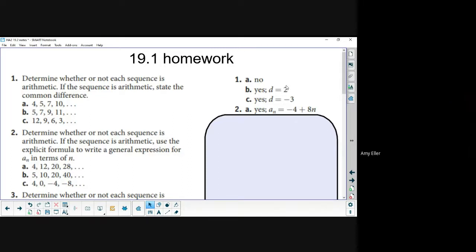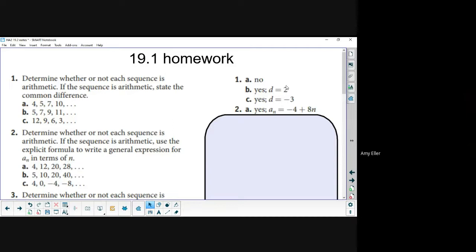If you have some distributing, like your d times the n minus 1, go ahead and distribute out your d. And please, from the future, always do that. I didn't tell you that, but it's not a big deal. You have your a sub 1 plus n minus 1 times d. Then distribute that through. Make sure it simplifies to -4 plus 8n.